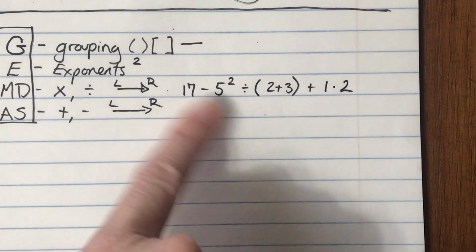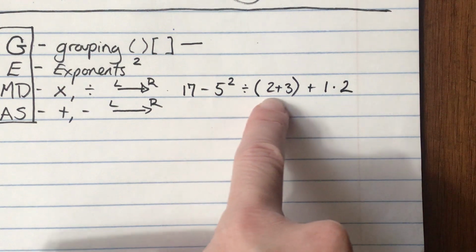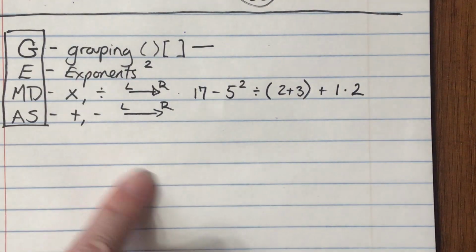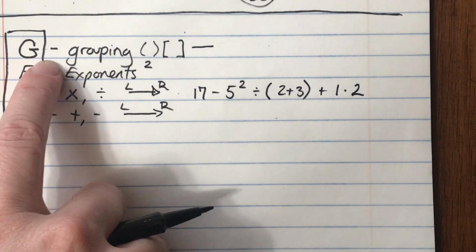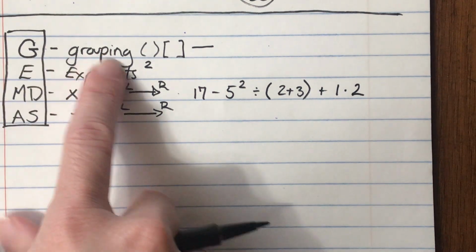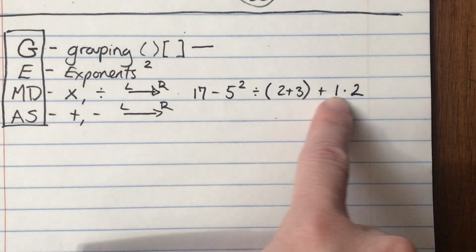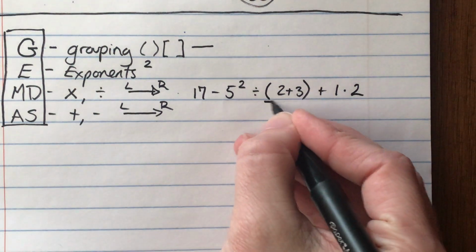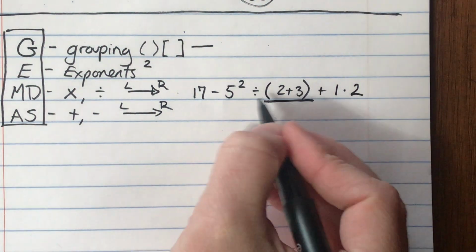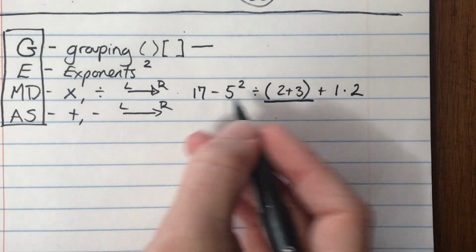We're not going to just start at the beginning and hope for the best. We have to do them in the correct order. So the first thing that we're always going to do is G for grouping. I look through my problem, I ask myself, do I have any grouping symbols? And I do, and I'm going to underline them. I'm going to underline that group, and I'm going to work out what's inside that group first.